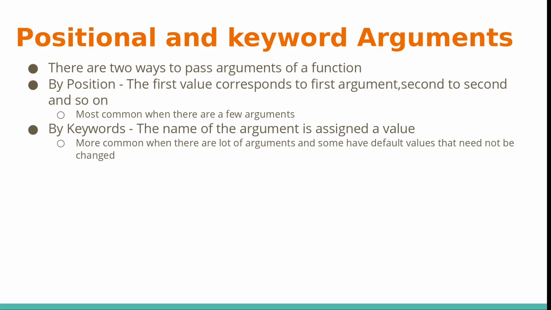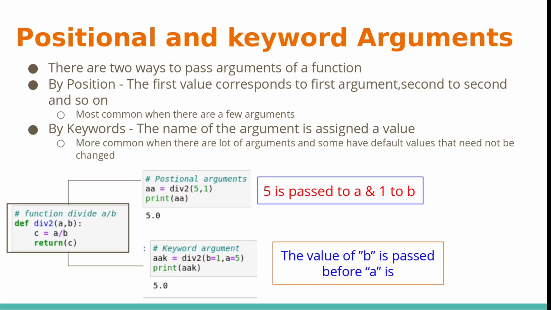Passing arguments by position and passing arguments by keywords. Again, let's look at an example. I have the same function div2, a over b. c is equal to a divided by b, return c.